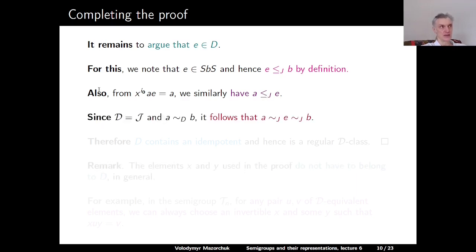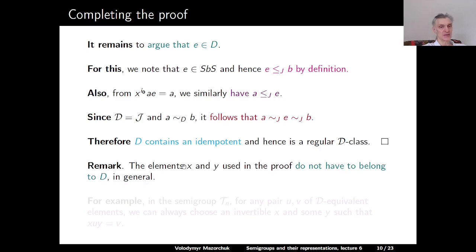So A is J less than or equal to E. But since in our finite semigroup D is equal to J, A and B are D equivalent by definition, so they are J equivalent. So it follows that A, which is less than or equal to E and less than or equal to B, is also equal to B. So all these three elements, A, E, and B, are J equivalent, and so our D class D contains an idempotent and hence is regular.